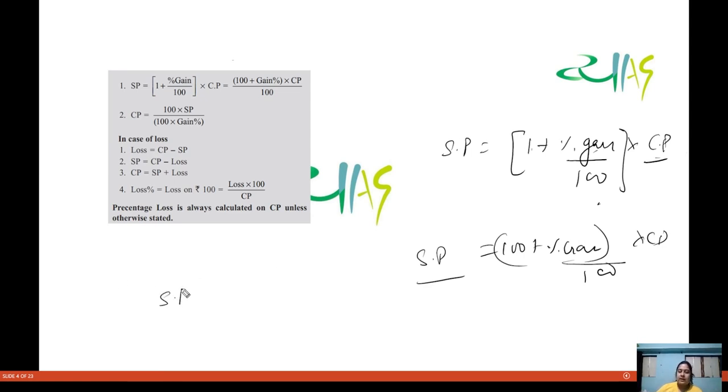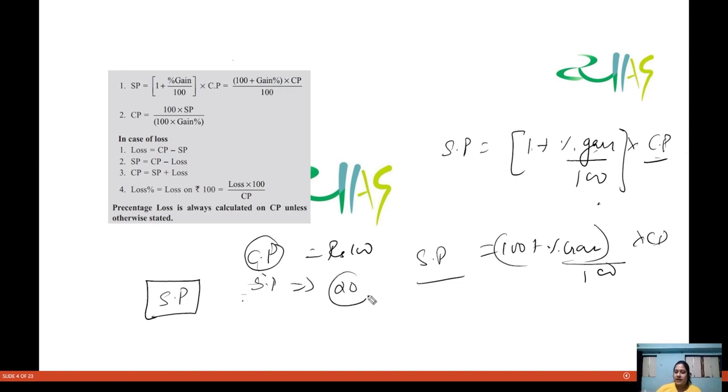For example, we have an item whose cost price is rupees 100, and the shopkeeper is selling it at 20% profit. So what is 20% profit? 20 rupees. Earlier, let us say, the cost price was x. Now after 20% profit, how much will the selling price become? x plus 0.2x. So it becomes 1.2x.